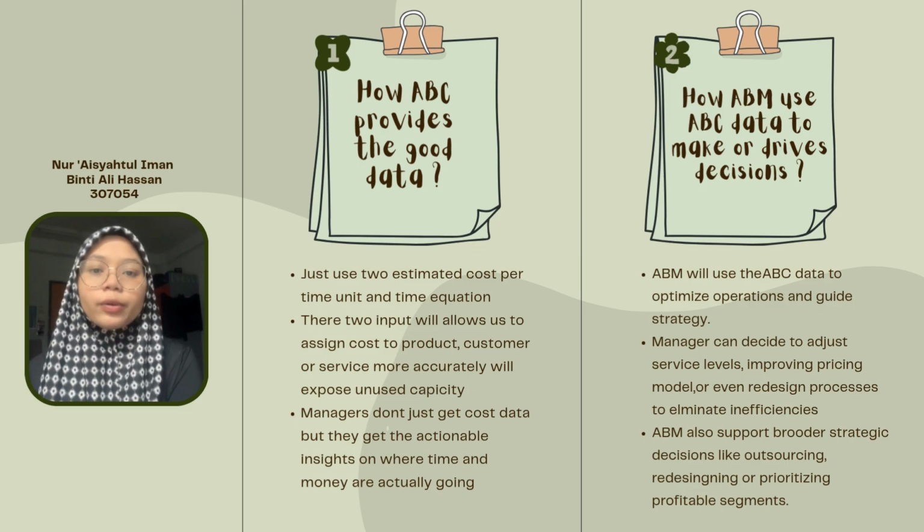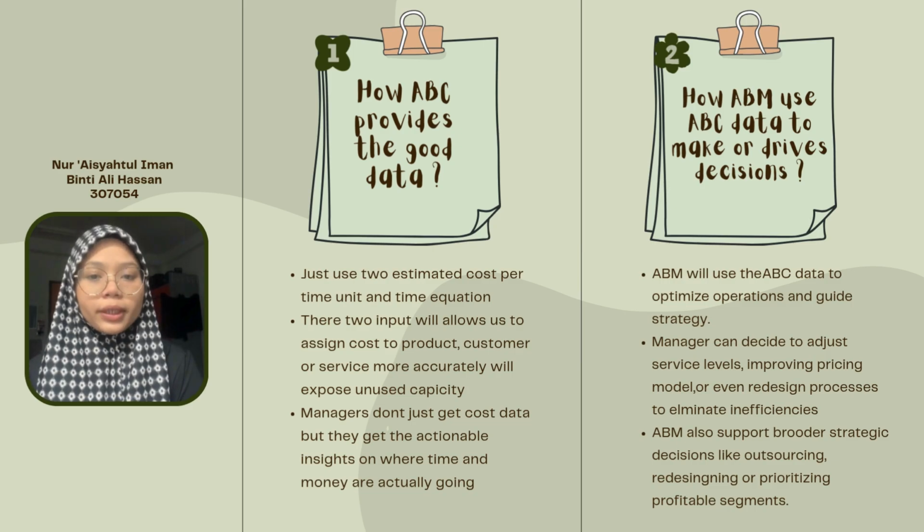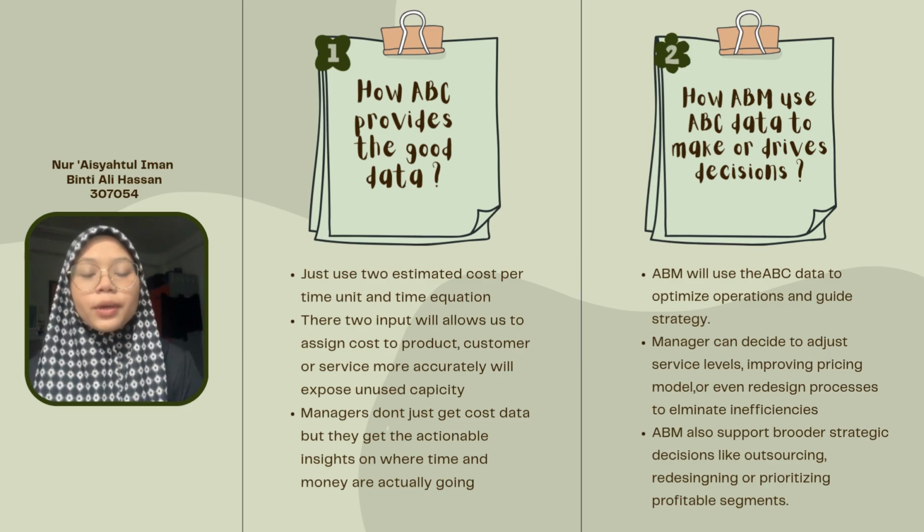So now, I want to explain how ABC provides good data for the company. In the past, many companies used the traditional costing system to provide their data. The traditional costing system is complicated and time consuming. So, activity-based costing (ABC) fixes this by tracking the cost of the specific activity.